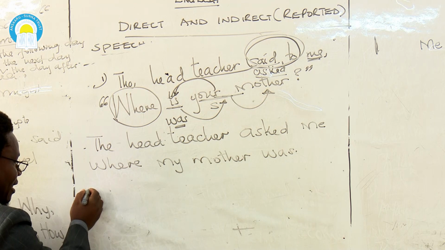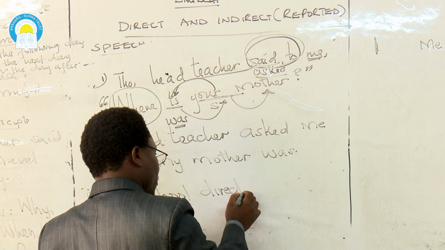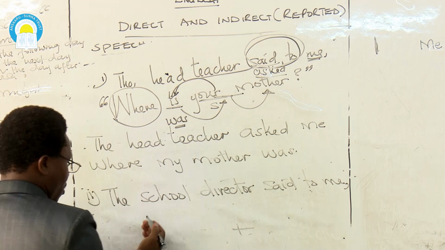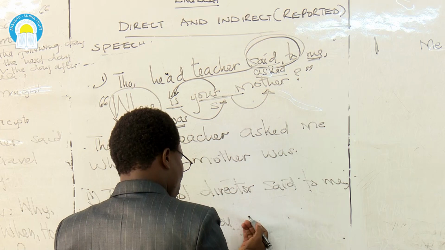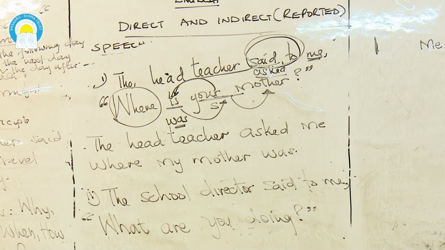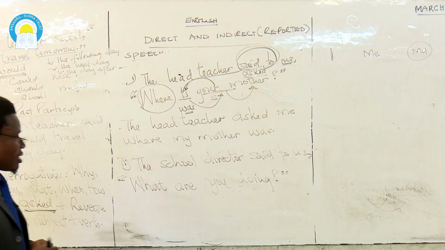Consider the second sentence just to beef up the mastery of this concept. The school director said to me, what are you doing? The school director said to me, what are you doing? We've used me so many times. We can even say us. The school director said to us, what are you doing?